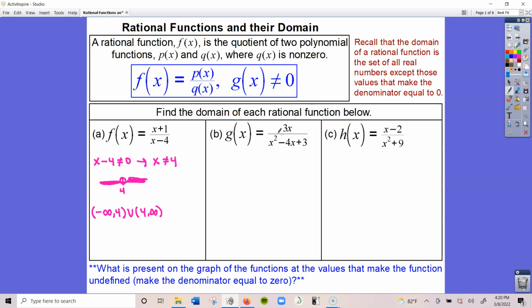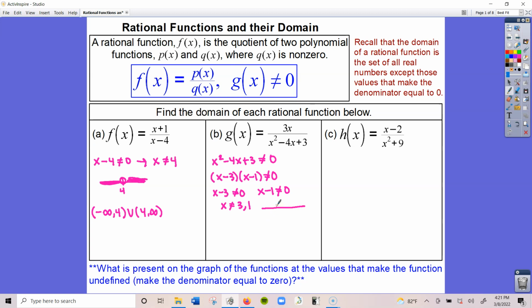Now over here we have g of x is equal to 3x over x squared minus 4x plus 3. Again, I'm going to set my denominator not equal to 0. Because this one is a quadratic, we are going to factor in order to figure out what those x values are. x squared minus 4x plus 3 is factored to be x minus 3 times x minus 1. And now you set each of those individual factors not equal to 0. So x cannot equal 3 or 1.